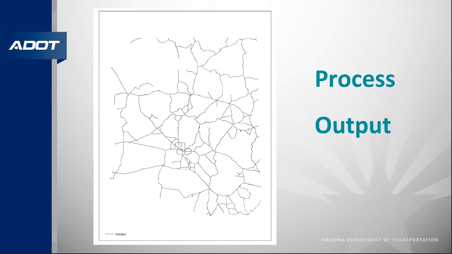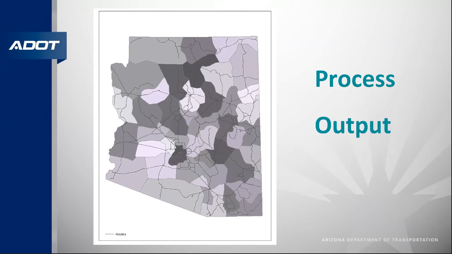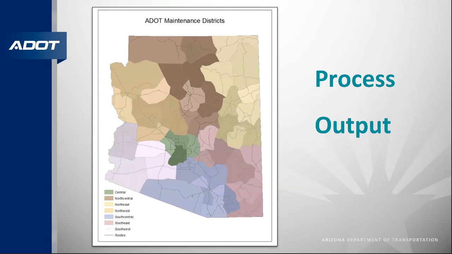Now let's take a look at the process output. First, we see the spatial linear output of the process. Next, we see the polygonal maintenance unit output. The Voronoi process drew these polygons around the lines. Finally, we see the engineering district output, which is an aggregation of their child maintenance units.